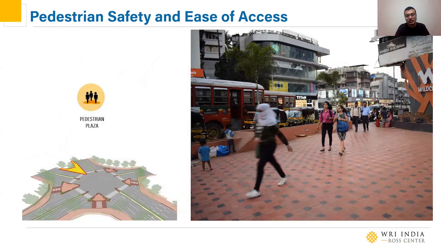Now, by following this process of design, we were able to identify a lot of extra space at the junction, which was then used for refuge islands and for creating pedestrian plazas. Such spaces encourage the use of pedestrian infrastructure and discourage pedestrians from walking on the carriageway.